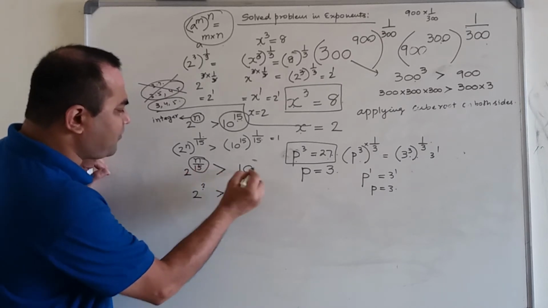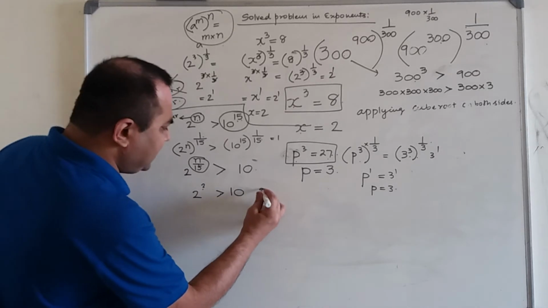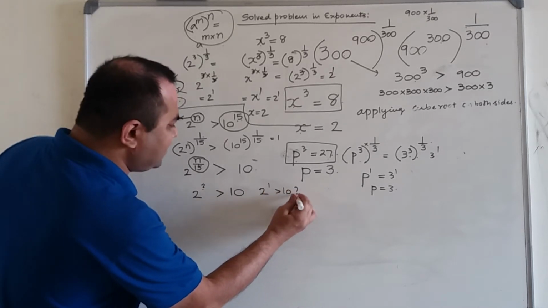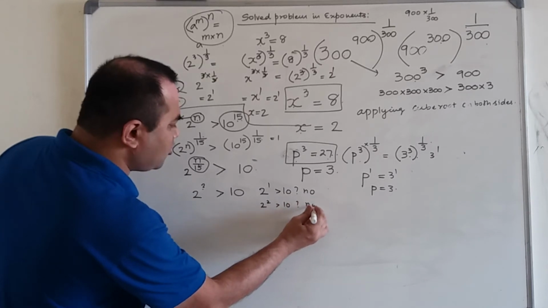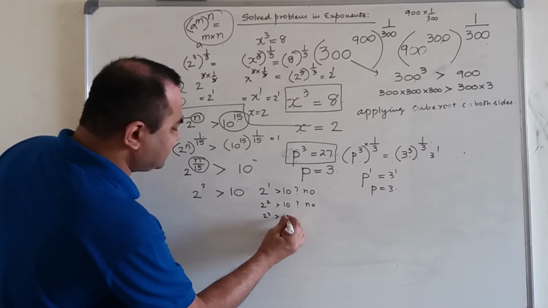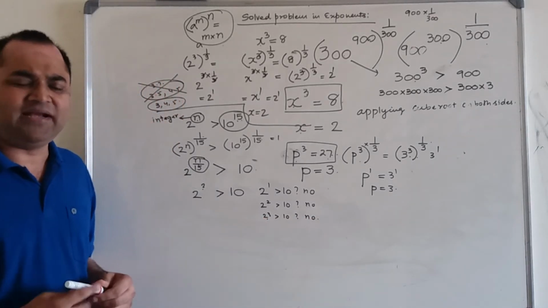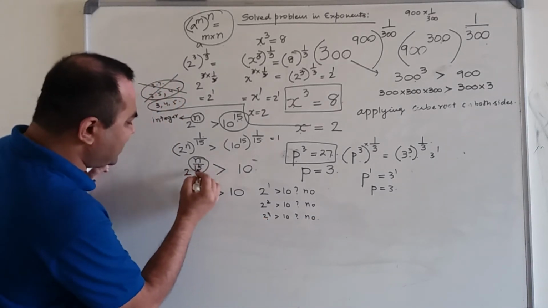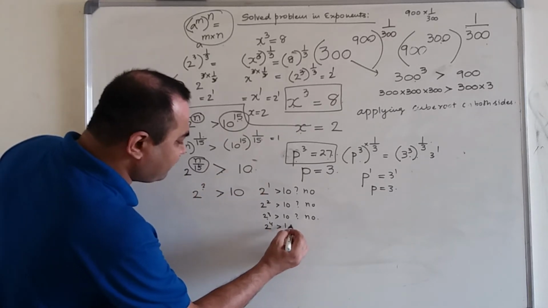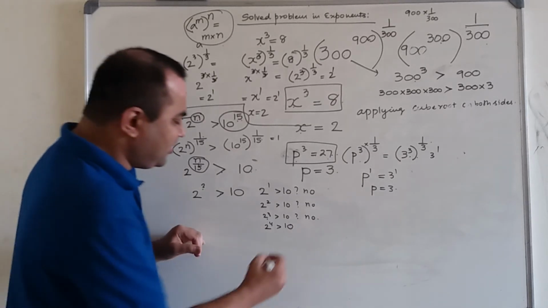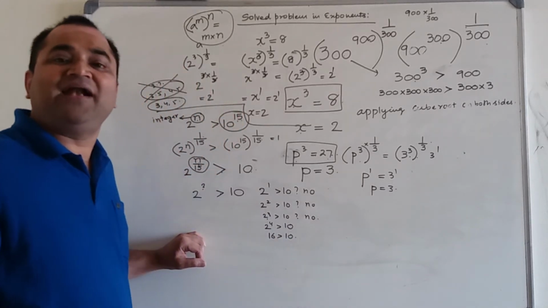So 2 raised to what power has to be greater than 10? Think of it this way. Is 2 power 1 greater than 10? No. Is 2 square greater than 10? Also no. 2 cube, is that greater than 10? Also no. 2 cube is 8. It is still less than 10. So 2 power n by 15, for it to be greater than 10, you will have 2 power 4 is greater than 10. 2 power 4 is what number? 16. 16 is greater than 10.